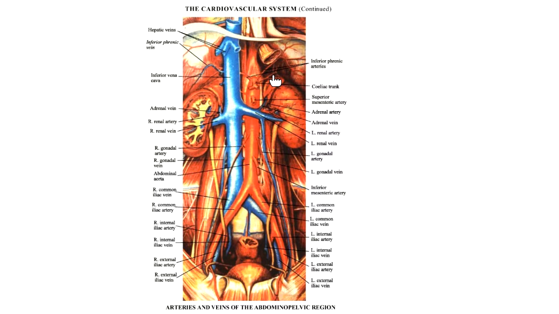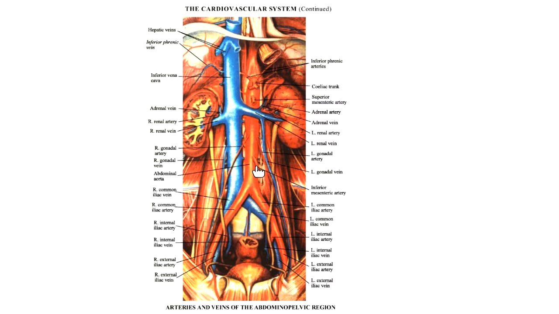As we move down, our next unpaired is right below it. So here we can see the superior mesenteric artery. And so the superior mesenteric artery helps supply the beginning of the intestines. If we continue on down, we can see right here is the inferior mesenteric artery. And the inferior mesenteric artery helps supply blood towards the end of the intestines.